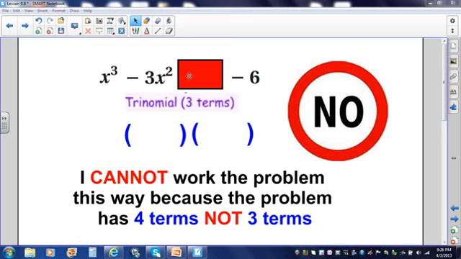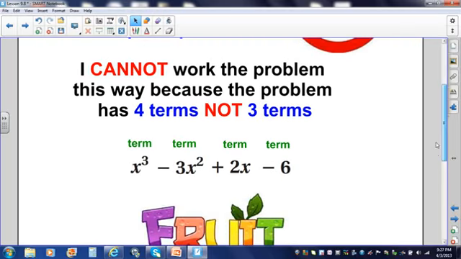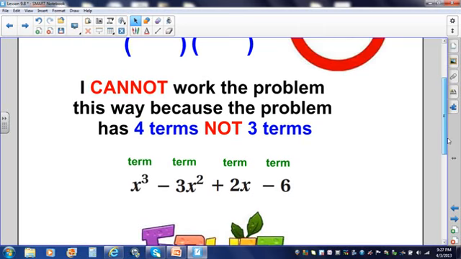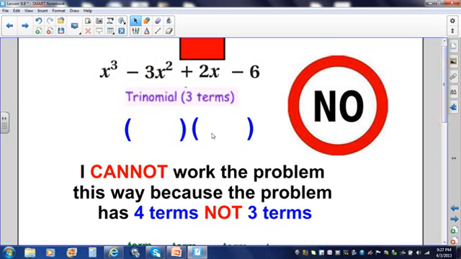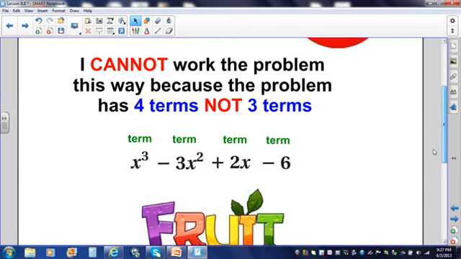We're going to pretend for a moment that our original problem is a trinomial, 1, 2, 3 terms. If it's 3 terms, I can put my parentheses and work it like we have been. But notice the problem has 1, 2, 3, 4 terms. The problem has 4 terms, not 3. So we cannot work it this way. This is only for a trinomial. We cannot work it the regular way.